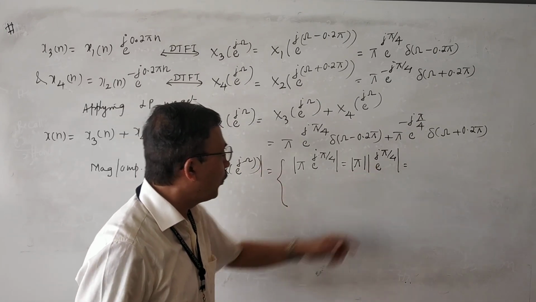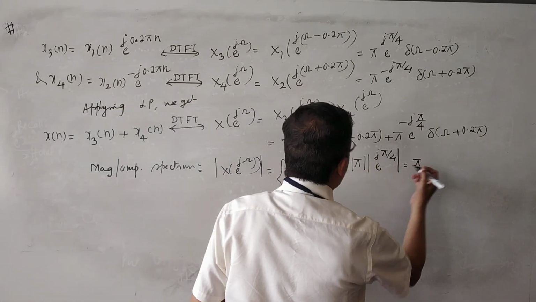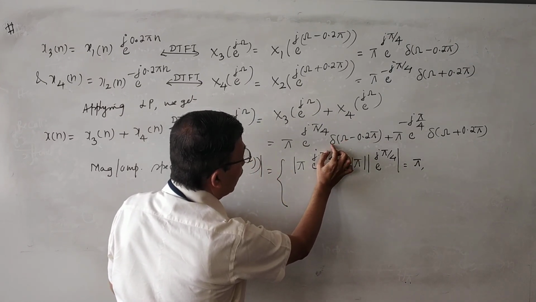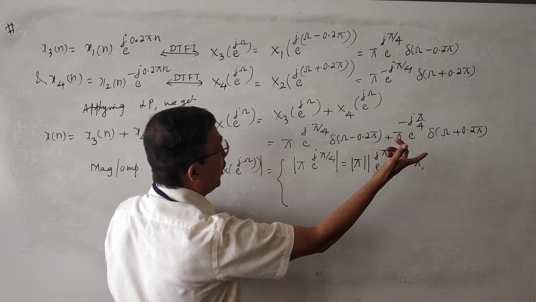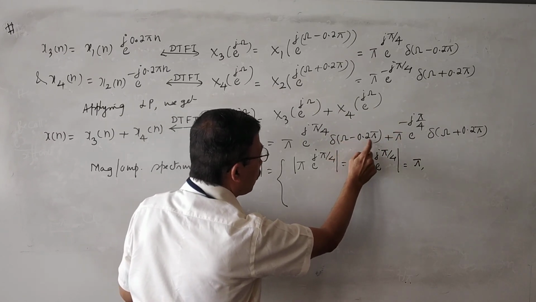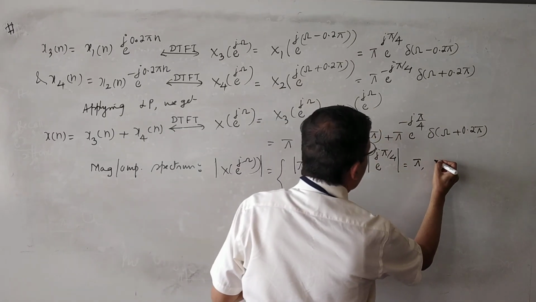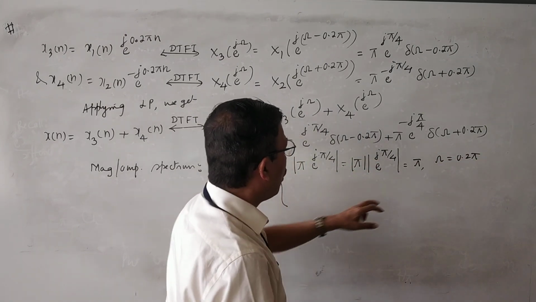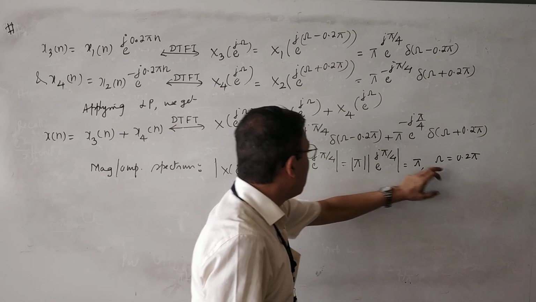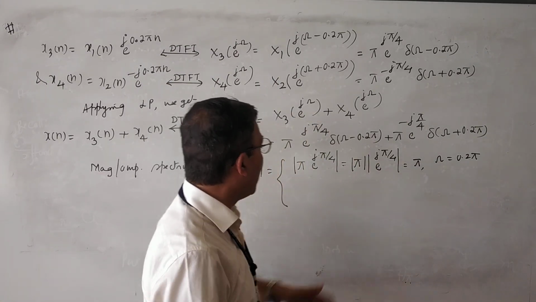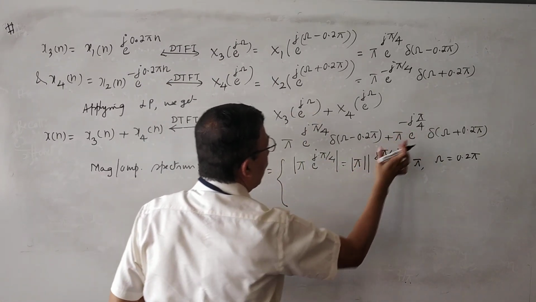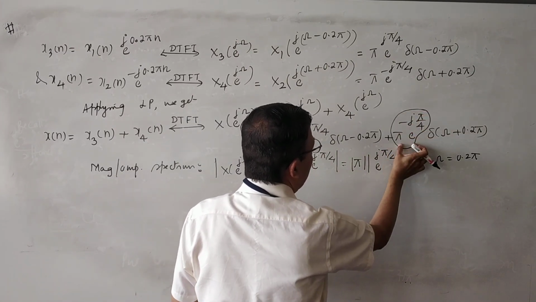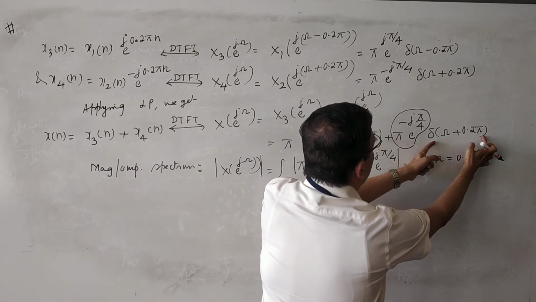In this case, theta is pi by 4. This is pi. And where does this occur? It is given by the quantity inside the brackets of this impulse function equated to 0. Omega minus 0.2 pi equated to 0 gives you omega equal to 0.2 pi. That means at omega equal to 0.2 pi, you have an impulse whose strength is pi. Then I will take the magnitude of this. For finding the magnitude use this term, for finding the location use the impulse term.